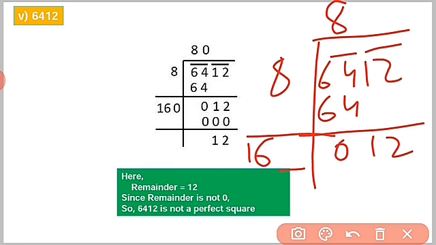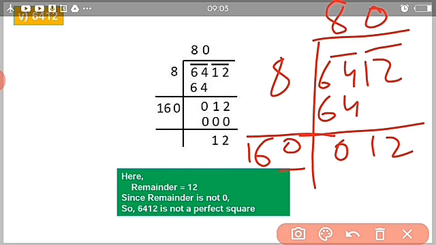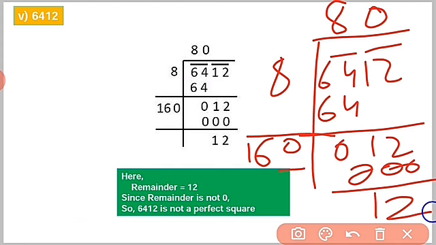Now think of a number that must be less than 12. It is obviously we should multiply it by 0. So we get a remainder as 12. Since the remainder is not 0, that means 6412 is not a perfect square. So see the quotient over here. It is 80.